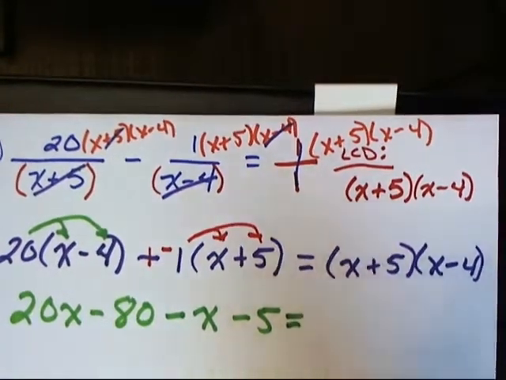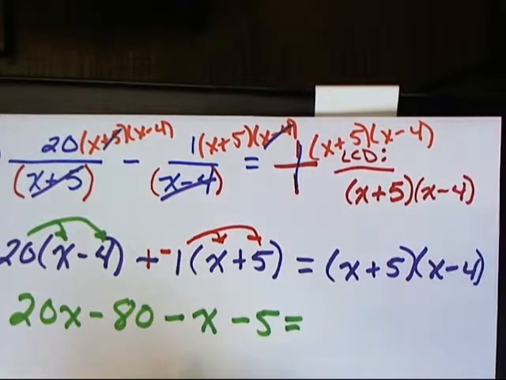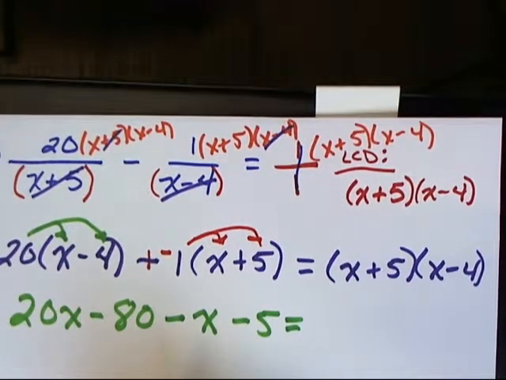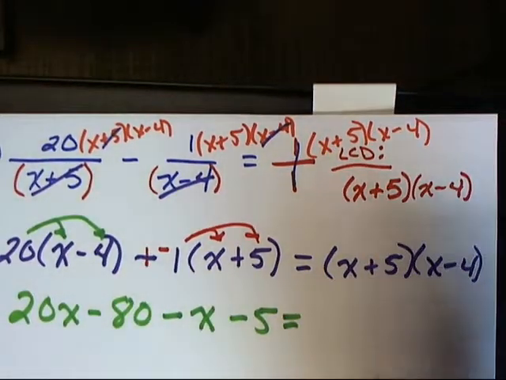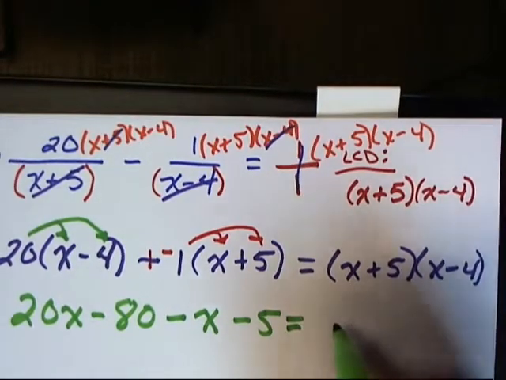Equals, and on the right side we have to FOIL. That's the procedure for multiplying a binomial times a binomial. Each term in the first set of parentheses is multiplied to every term in the second set of parentheses, called the FOIL method. First, outside, inside, last.